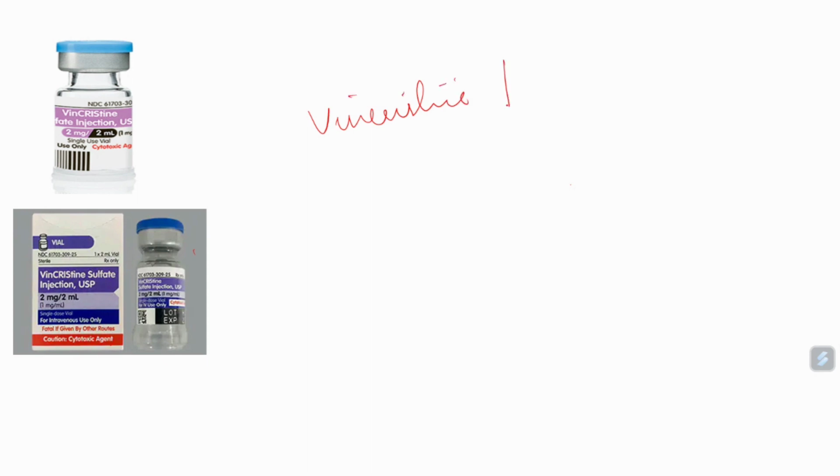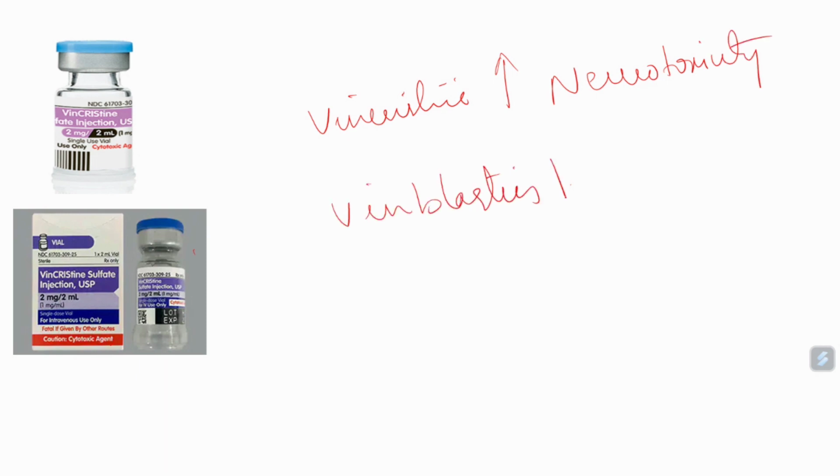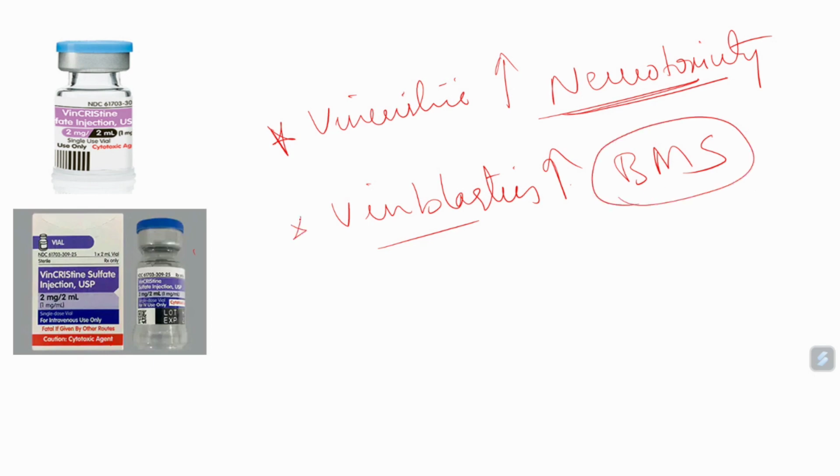Vincristine has more neurotoxicity, and vinblastine has more bone marrow suppression action. Vincristine shows more neurotoxicity, and vinblastine will show more bone marrow suppression. Other than these two differences, all remaining concepts are very similar for vincristine and vinblastine. Clear?